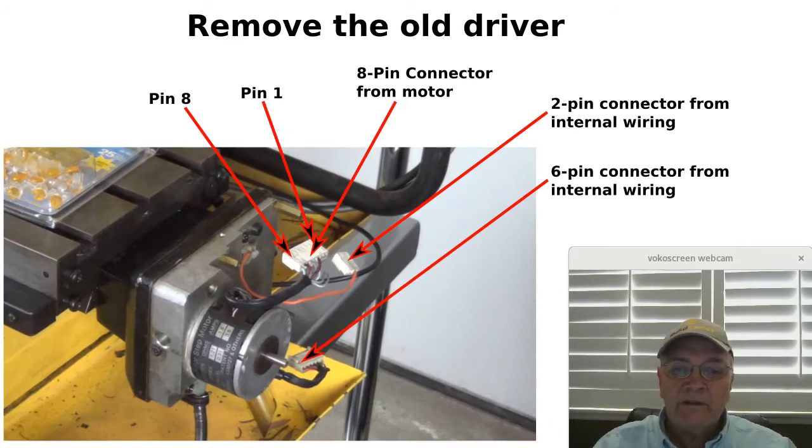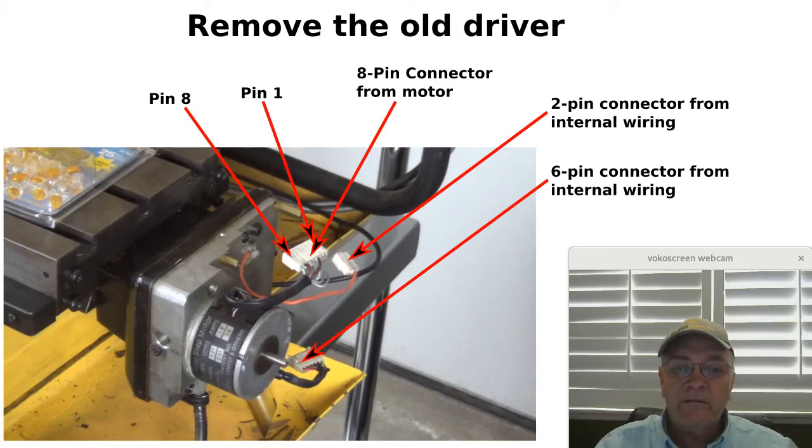Three connectors are exposed after the motor housing and motor driver are removed. The 8-pin connector comes from the motor. The 6-pin connector attaches to internal wiring that connects through the machine to the control cabinet. The 2-pin connector attaches to internal wiring that goes to the limit switches. The motor wiring is the same for each axis, but the limit switch wiring is slightly different for each axis.